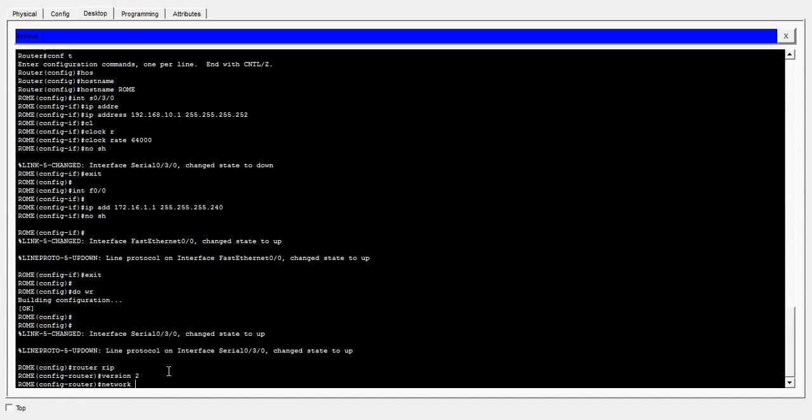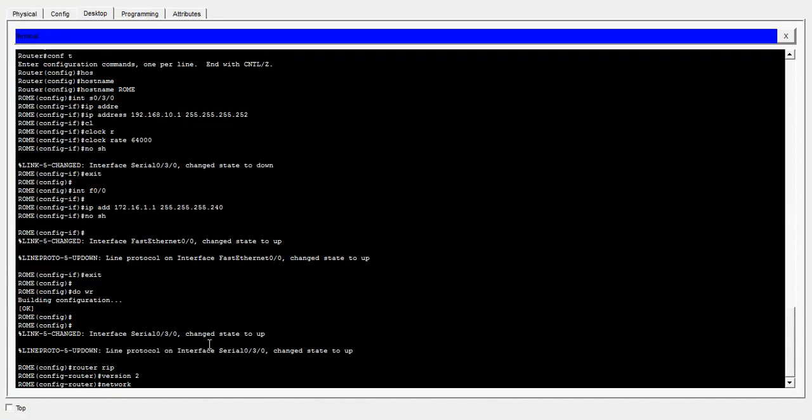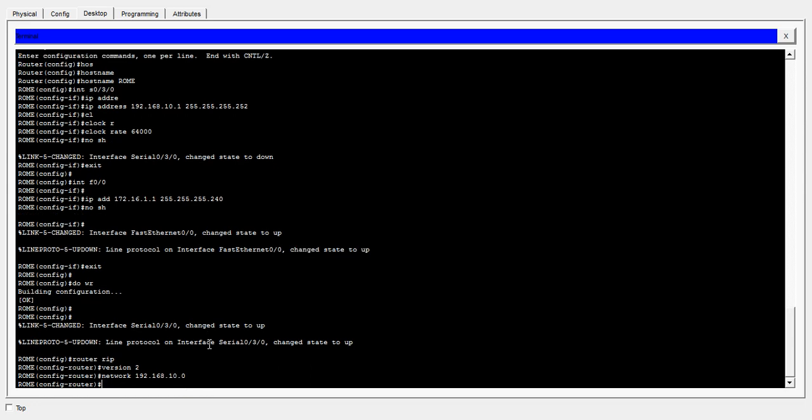So network. This network, remember, is 192.168.10.0, while this is 172.16.1.0. That's exactly what I want to type. First network, 192.168.10.0. Enter. I'll repeat the same thing, but in this case for the other directly connected network, 172.16.1.0.